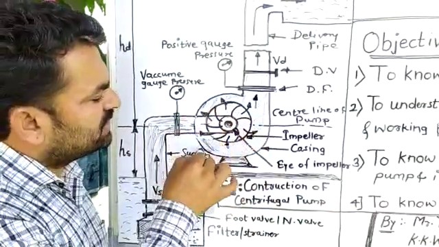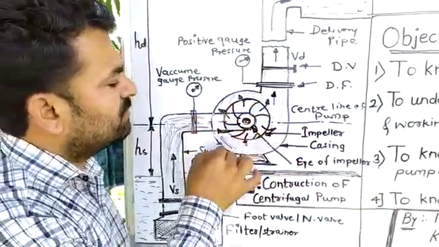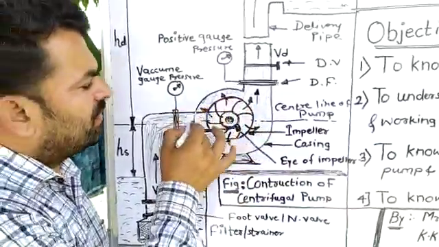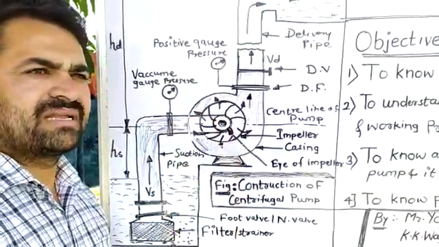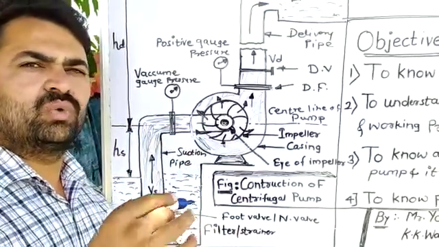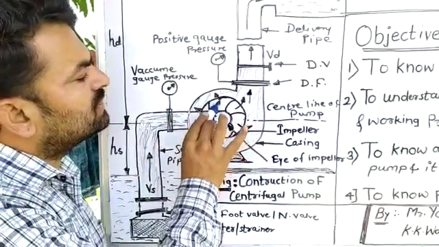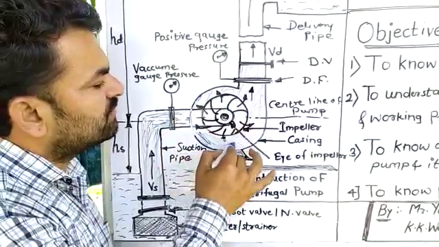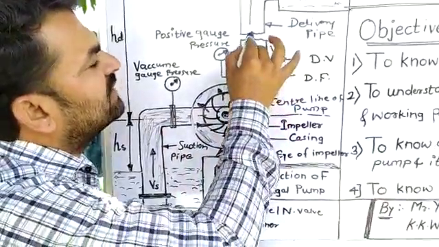This is the casing of the pump. The next part is the casing of the pump. It is actually an airtight vessel, and the function of this casing is to convert kinetic energy into pressure energy, as well as to guide the water. When water moves out of the impeller, it is automatically guided by the casing. This water will move in the outward direction towards the delivery pipe. This is a delivery pipe.